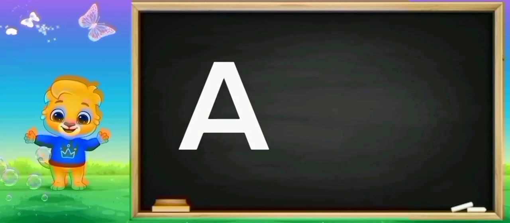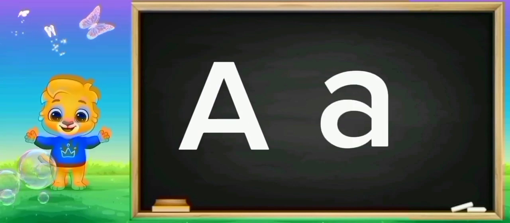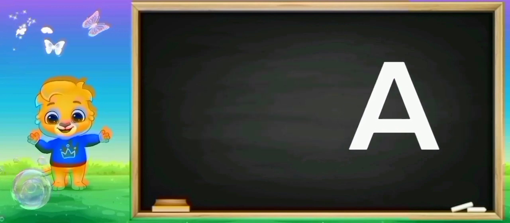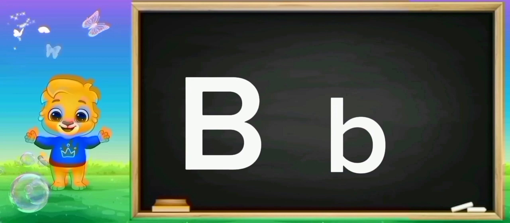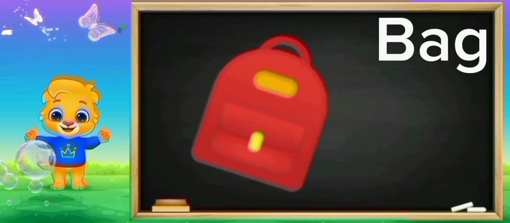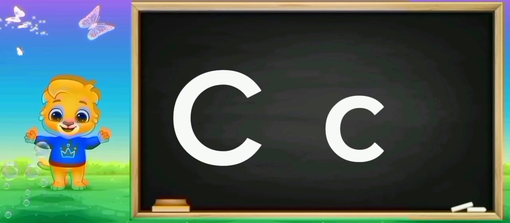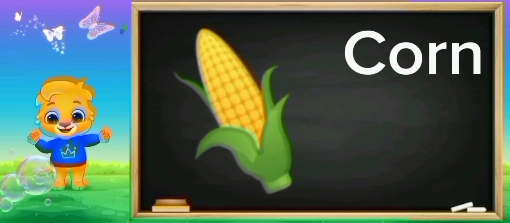Let's start. Capital A, small a for apple. Capital B, small b for bag. Capital C, small c for corn.